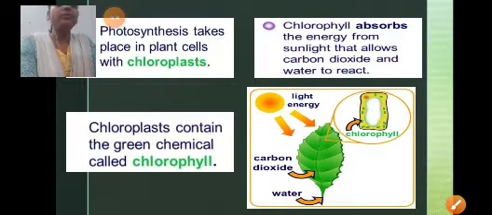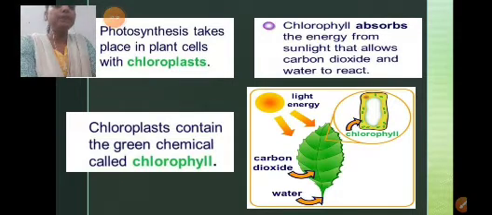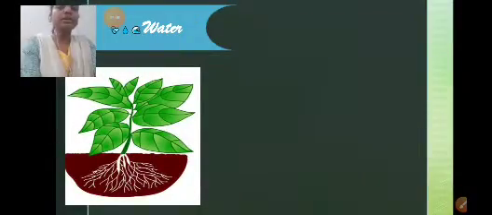So this is where photosynthesis takes place. That is, photosynthesis will take place in the leaves only, and hence the leaves are known as the food factories of the plant or the kitchen of the plants. Moving on. Now let us see how other requirements of the plants reach the leaves.